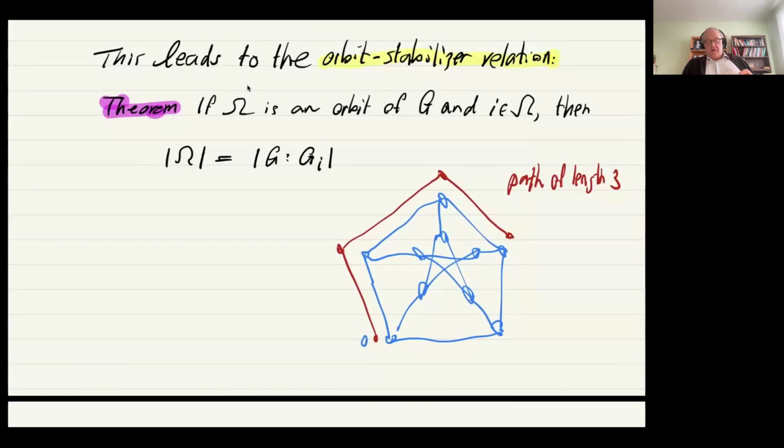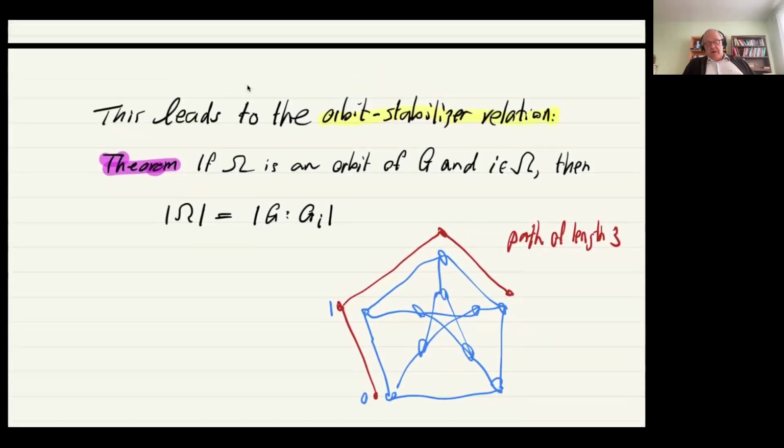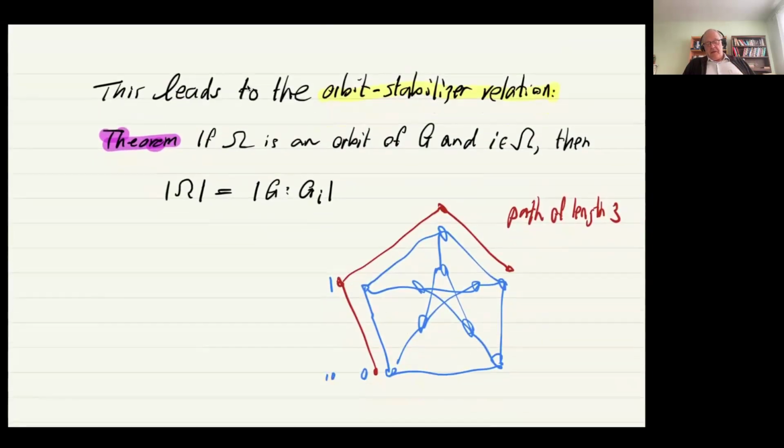So pick a first vertex, call it 0. Now we're trying to construct a path of length 3. Well, first thing you do is you go to a neighbor of 0. I'll just call this 1. Now there are 3 choices there. Now I should probably write down, I have 10 choices for my first vertex and 3 choices for the next vertex.